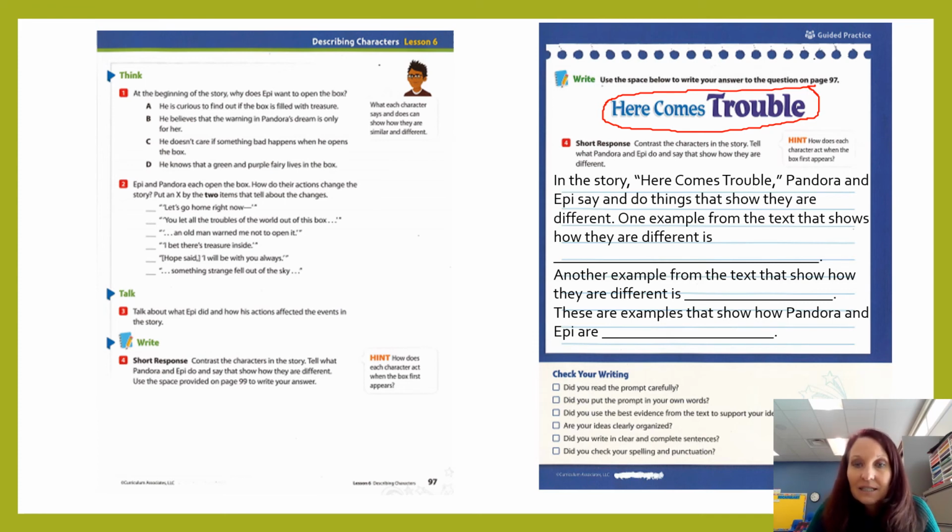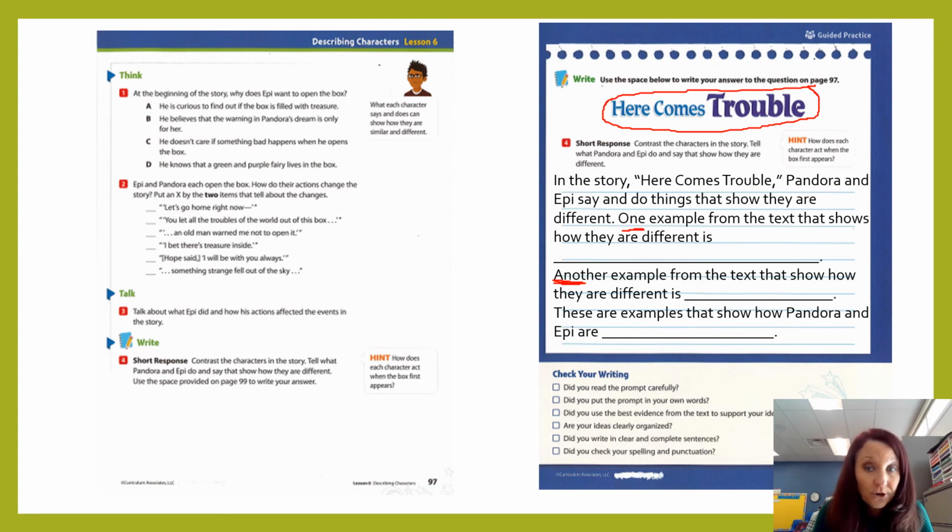The next sentence is your detail sentence. One example from the text that shows how they are different is, so you're going to go back into the text, look for evidence, how are Pandora and Epi different? You must use the sentence starter. We're practicing how to structure our paragraph. The next sentence is another detail sentence. Another example from the text that show how they are different is, so you're going to go back into the text and find another example.